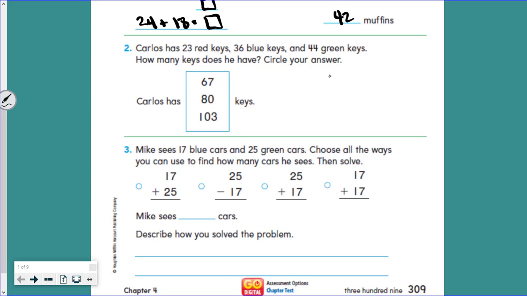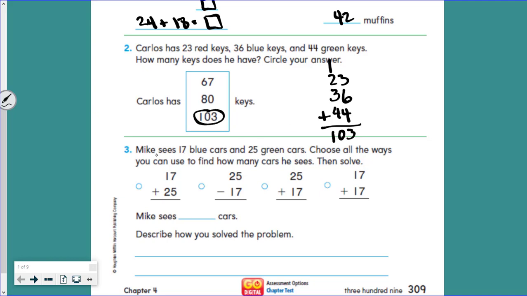All right, so to solve this, we've got to rewrite the problem. So he has 23 red keys, 36 blue keys, and 44 green keys. So we're going to add 3 numbers with double digits. Okay, so I'm going to add the 6 and the 4 first because that gives me 10. Plus 3 equals 13. So 13 is 1 ten and 3 ones. I'm going to add all of my tens. So let's see, that's 3 plus 3 more equals 6. And then 6 plus 4 equals 10. So 10 tens equals 100 and no tens. So Carlos has 103 keys.